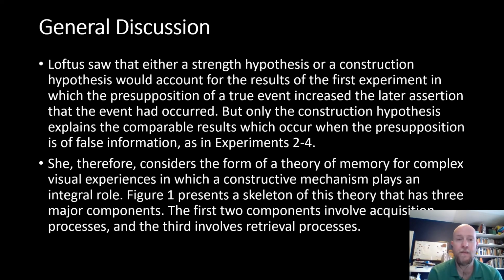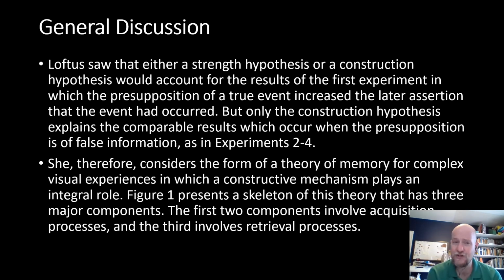So she basically is looking at these 2 hypotheses of how memory works that were presented a little earlier in this lecture. The strengthening of the memorial representation versus the construction hypothesis. And she found you could use either of these hypotheses to account for the results in the first experiment, in which the presupposition of a true event increased the later assertion that the event had occurred. This is where they ask you about the stop sign, which was present, right? So we increase the strength of that relationship. You could just use a strength argument for that. You could also see the construction argument being presented accurately.